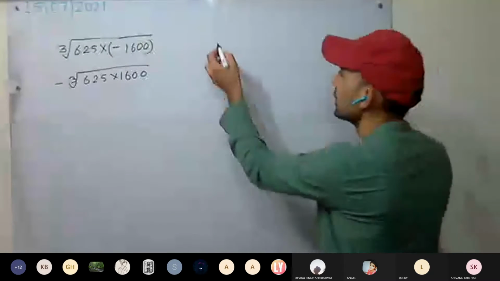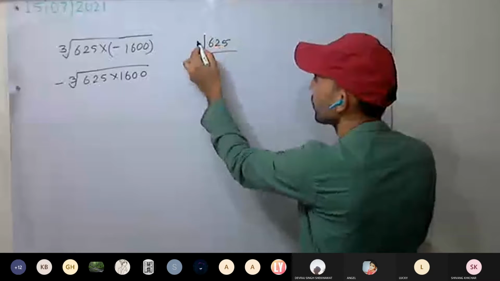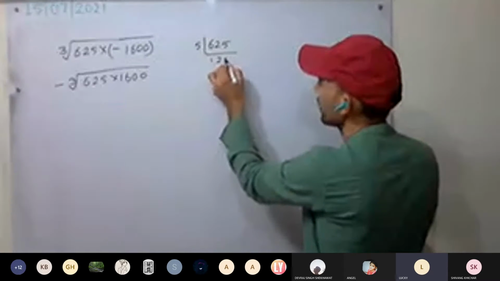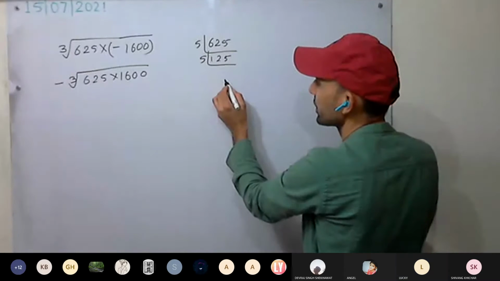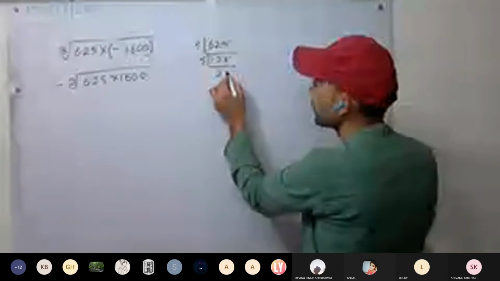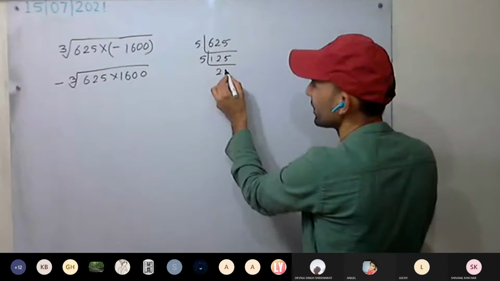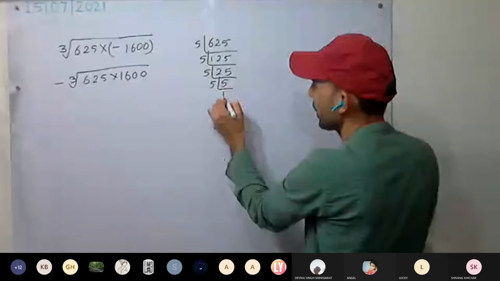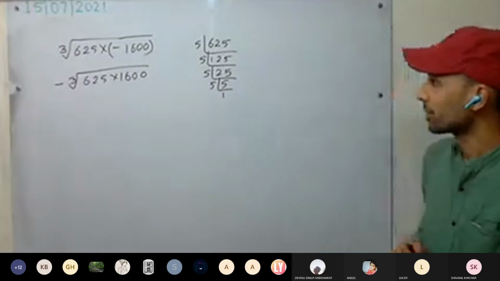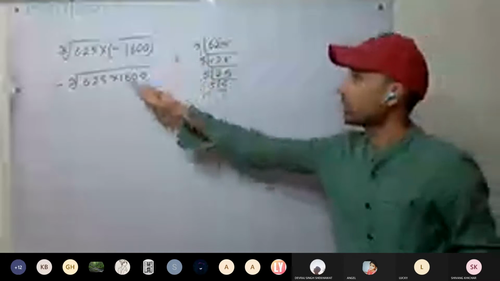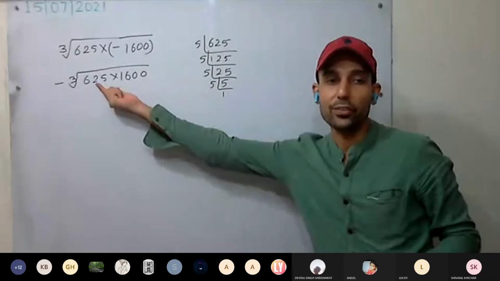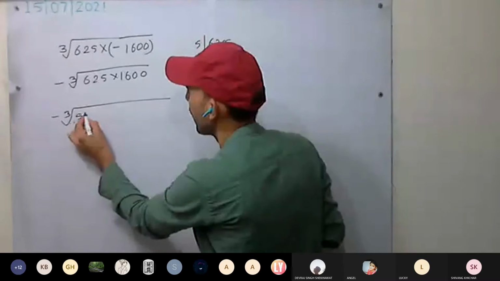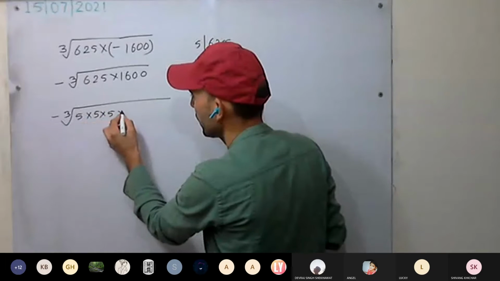625. 5, how much will it be? 125. Again 5. 25. Check it once again. 25. 5, 1. Okay. So it is 25 into 25. It is the square of 25. Do you remember? Square of 25 is 625. Okay. So minus cube root of 5 into 5 into 5 into 5.